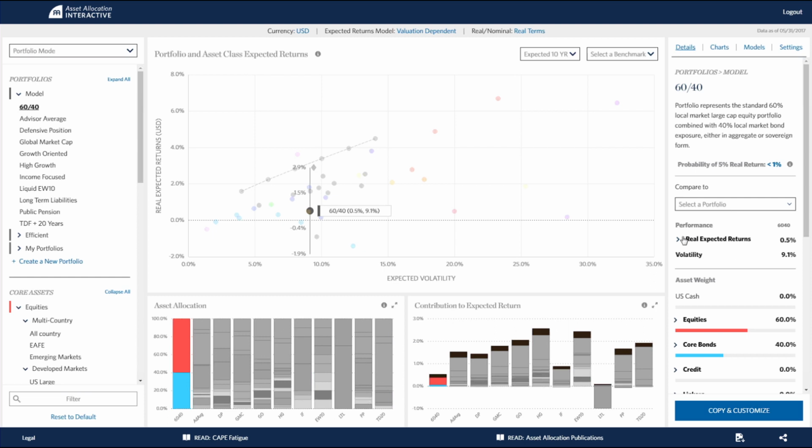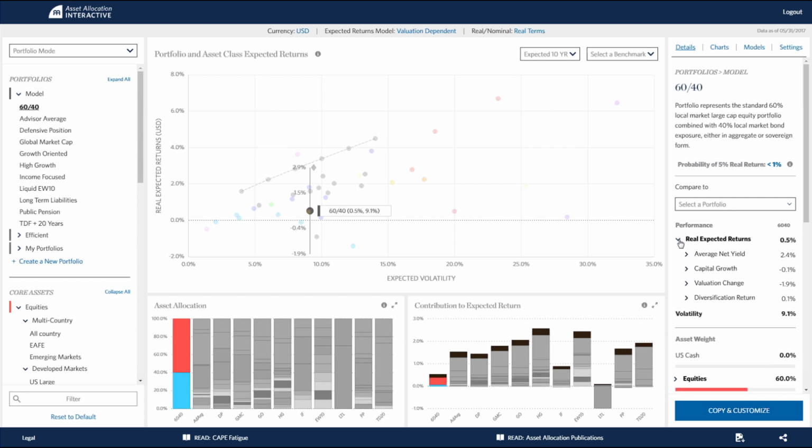If we drill in just a little bit and get a little more detail, I can show you that our 50 basis points of return comes from a set of building block components. The two that are not negligible here are the average net yield of 2.4%. This is simply dividend yields, coupon payments that we're getting from the stocks and bonds in the portfolio. And then we see a negative 1.9%, call it negative 2%, valuation change.